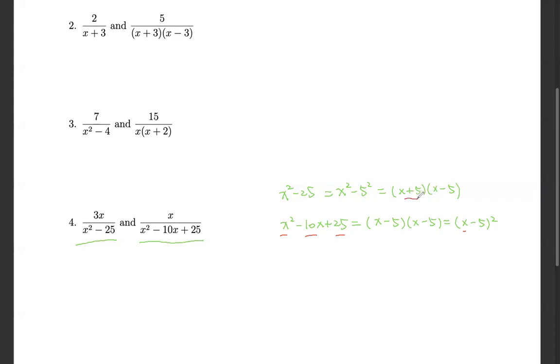Okay, so what is the least common denominator? I have x plus 5, x minus 5 once. Here I have x minus 5 twice. So the least common denominator is x plus 5 as a factor, x minus 5, 2 of them, squared. So the first one, I just need to multiply by another x minus 5 divided by itself. And this one, I need to multiply by x plus 5 divided by itself. When I multiply, I need to give parentheses to the others, x plus 5.